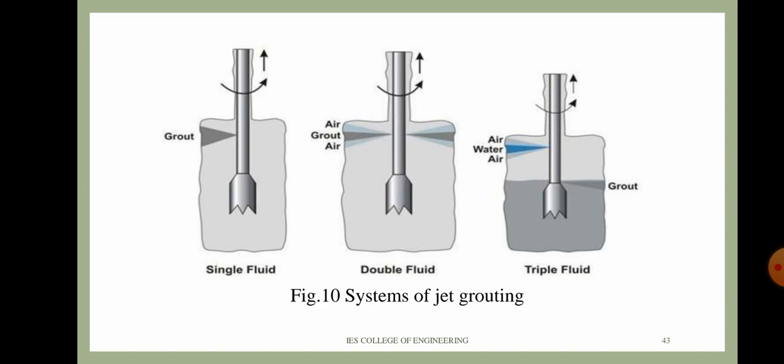From the figure, it is clear that in the single fluid jet grouting method, grout only is injected, while in double jet grouting, both air and grout are injected while rotating and taking up, and they form the grout column. Discussing triple fluid or triple jet grouting, here air and water are injected through one nozzle and another nozzle is placed at the bottom. This nozzle injects grout, and two separate nozzles are placed in triple fluid jet grouting.